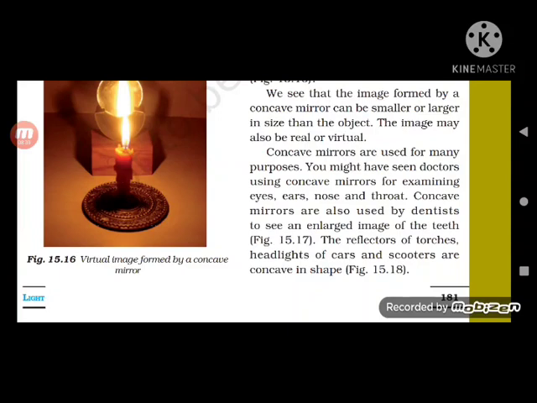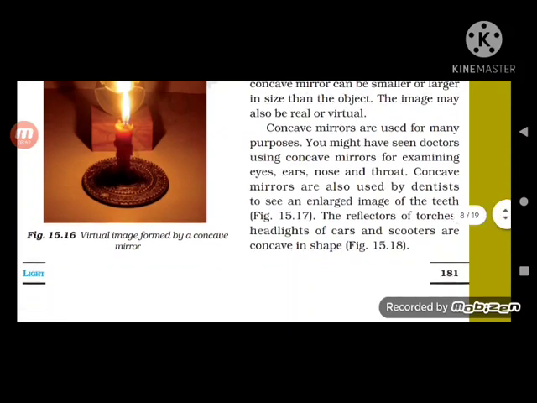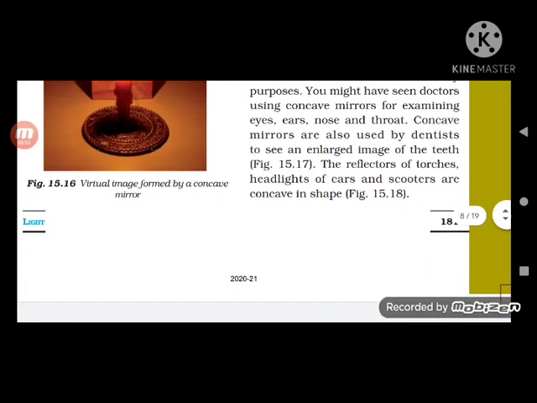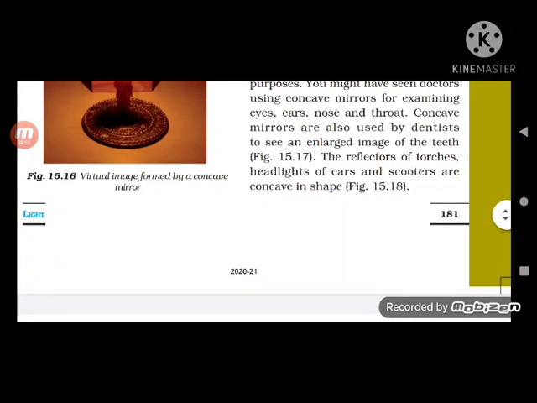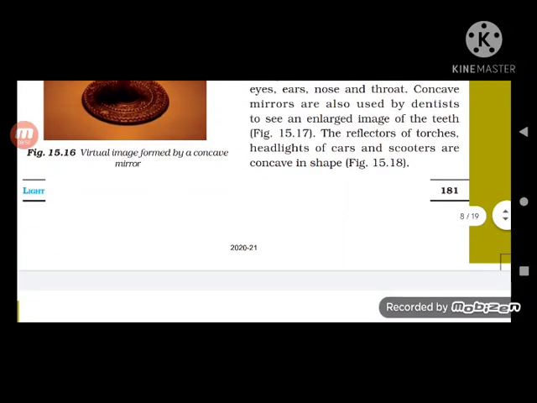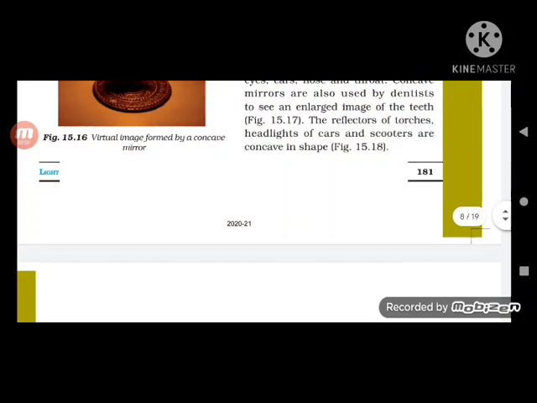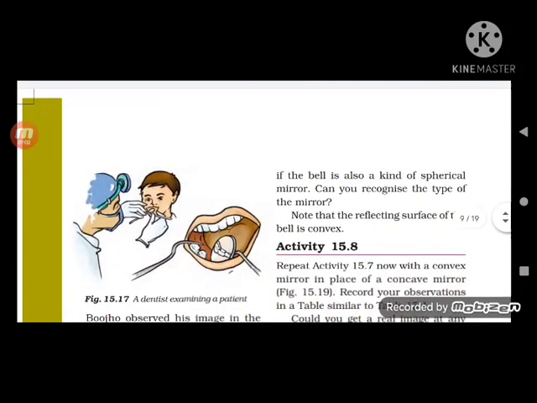Concave mirrors are used for many purposes. You may have seen a doctor using a concave mirror to examine eyes, ears, nose, and throat. Concave mirrors are also used by dentists to see an enlarged image of teeth. The reflector of torches, and headlights of cars and scooters are concave in shape.